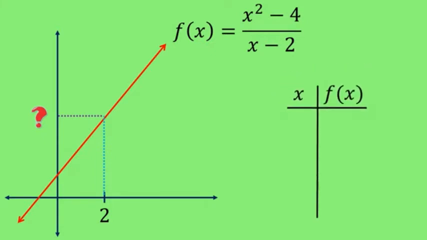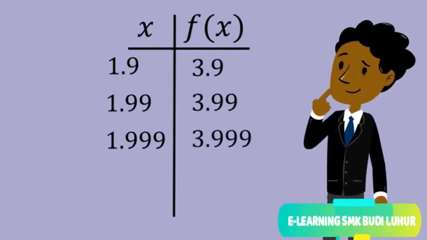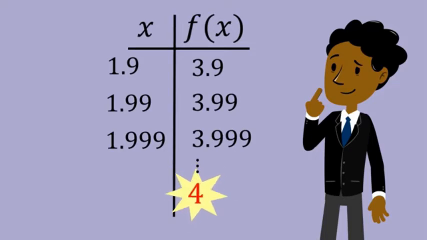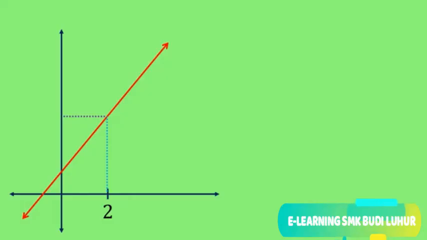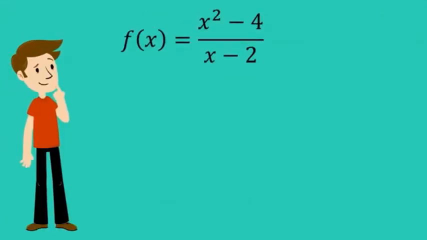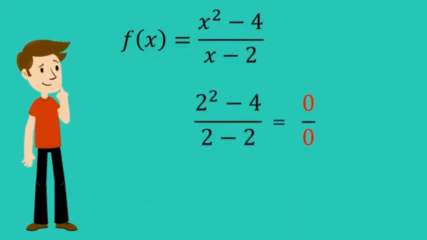Let's go ahead and choose some inputs like 1.9, 1.99, and 1.999. When we use these, we get values of 3.9, 3.99, and 3.999. From these, it appears that the function is approaching 4. So again, we say that the limit of the function as x approaches 2 is 4. If you try and find this value by instead plugging in 2, something strange happens. When you plug 2 into the function, you get 0 divided by 0.